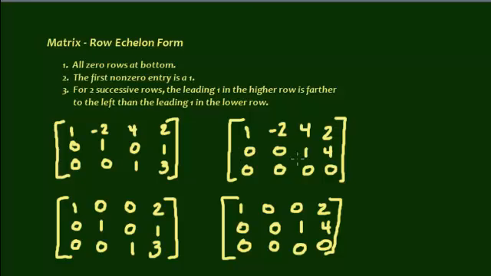Then for the next matrix, we do have an all zero row, and we have our ones here. Our leading ones do follow rule number 3.